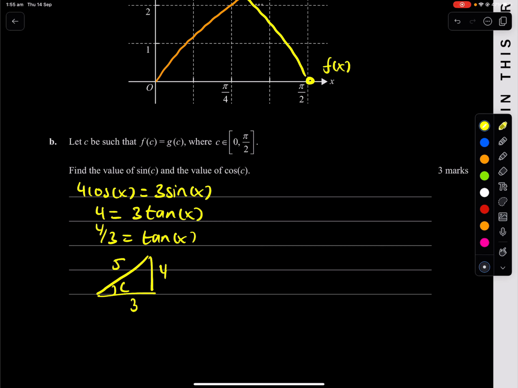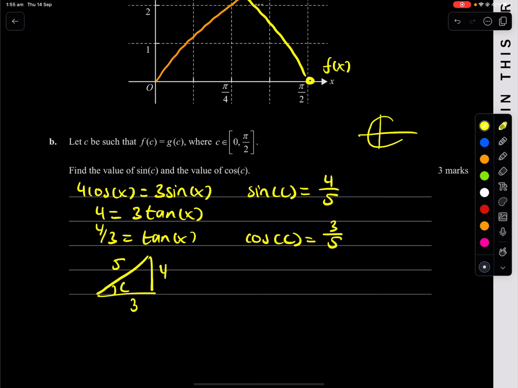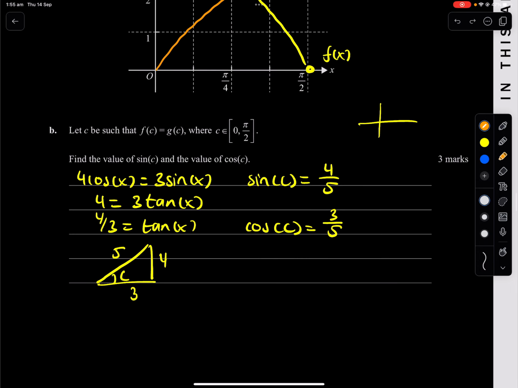So now we just need to find sine c. What is it? It's opposite over hypotenuse, which is 4 over 5. And cos c is 3 over 5. And yes, they are positive because c is in the first quadrant, where they are all positive. So those are nice. That was a nice question for 3 marks.